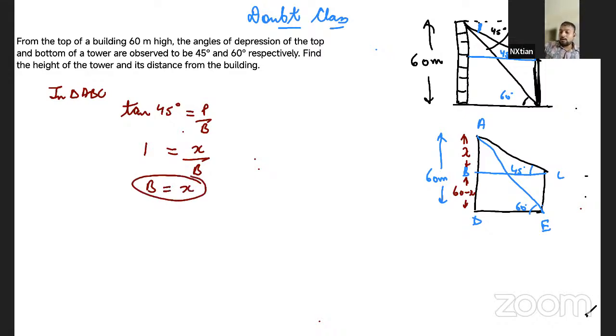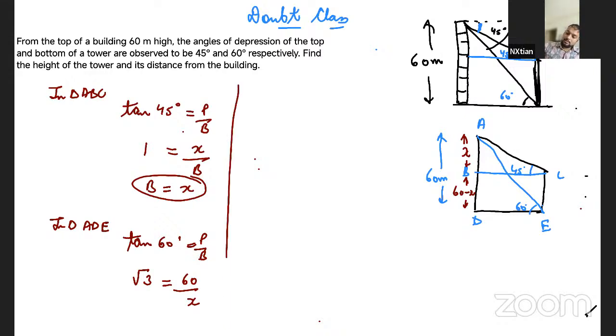Understood? In triangle ABC, tan 60 degrees equals perpendicular upon base. Tan 60 degrees, root 3, is equal to perpendicular, which is 60, upon base, which is x, because I just wrote that. So it will become x is equal to 60 upon root 3.